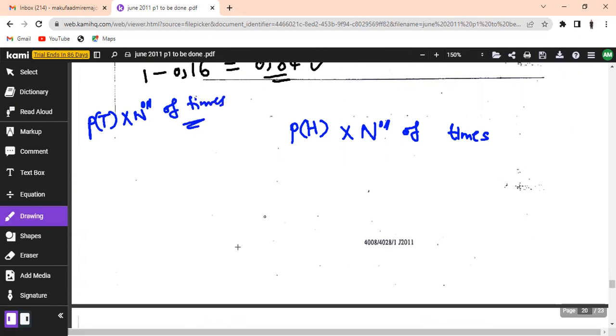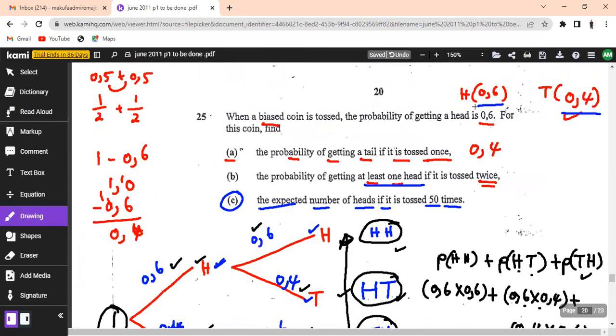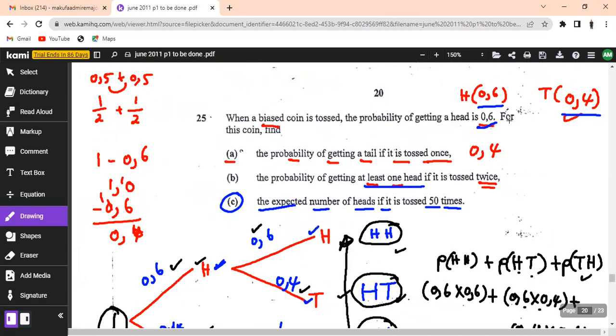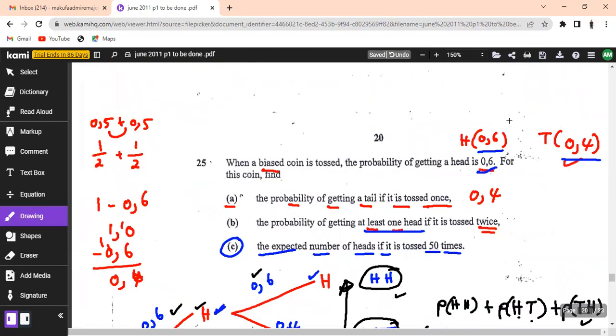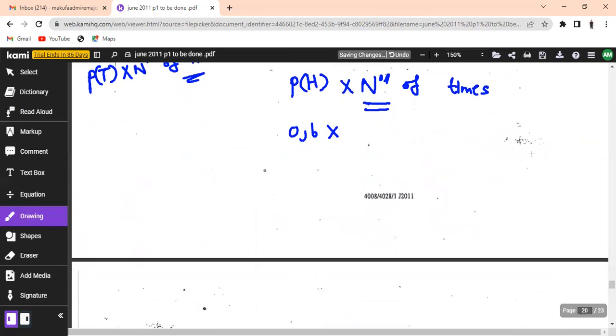So in this case, we need to have the number of heads. How many heads are we going to have? So we simply ask ourselves, what is the probability of getting a head? To get a head, it's 0.6. So to get a head, it's 0.6 times how many times are we going to throw this coin? We are going to toss or throw this coin 50 times. That is what you do. So you multiply by the number of times, which is 50. So that is the case.